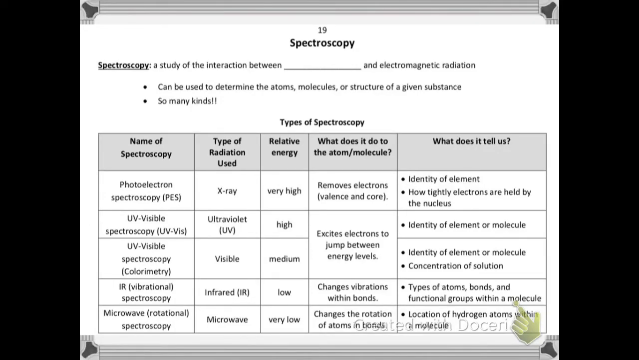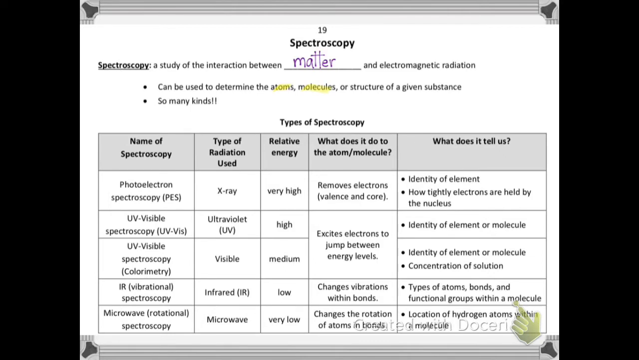Let's talk about the glories of spectroscopy. Spectroscopy officially is a broad term, and it's a study of the interaction between matter and electromagnetic radiation. Almost all the information that you've been learning about the structure of atoms, where their electrons are located, it's all determined by spectroscopy. So there are all sorts of things you can use spectroscopy for, and there are so many different kinds. You can determine what atoms or elements are in a molecule, the structure of molecules, or just the structure of any given substance.